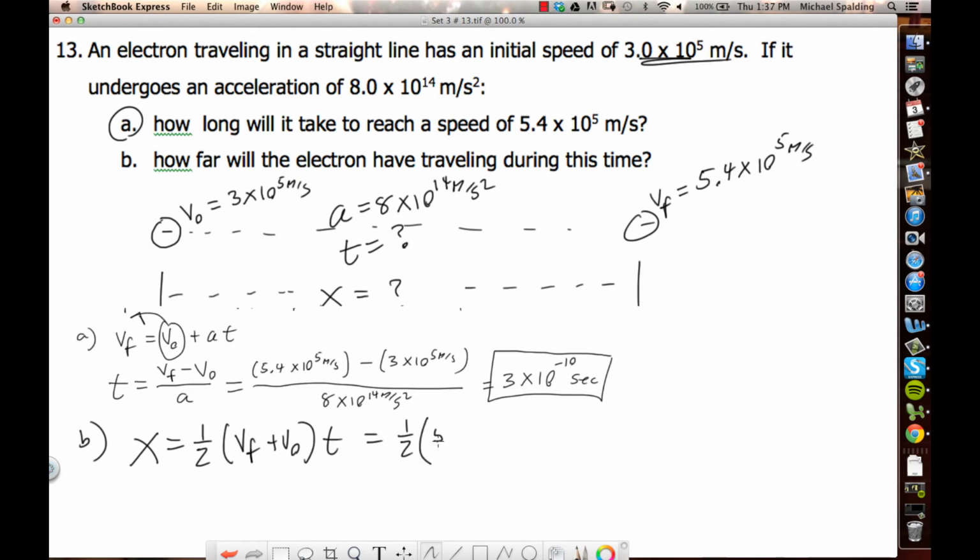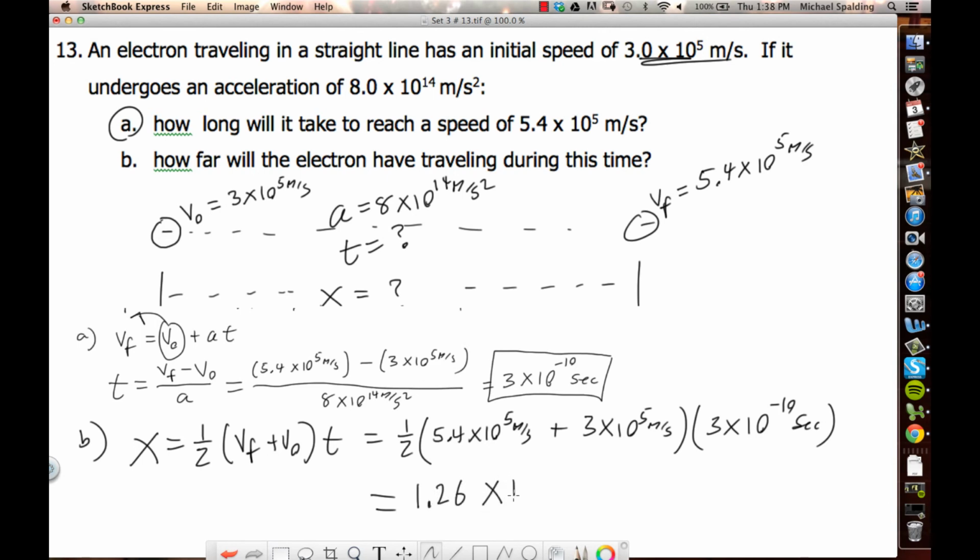So V final is 5.4 times 10 to the 5th. V initial is 3 times 10 to the 5th. And we now have the time, 3 times 10 to the negative 10. So you punch that into your calculator and you get 1.26 times 10 to the negative 4 meters.